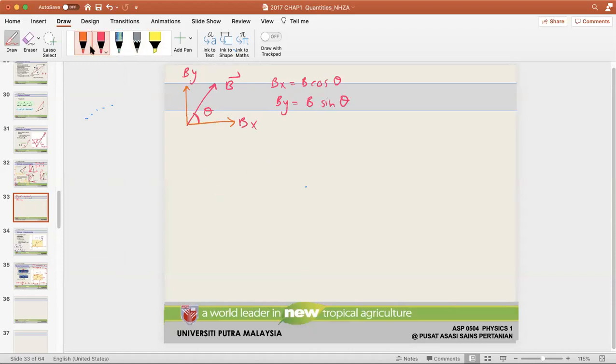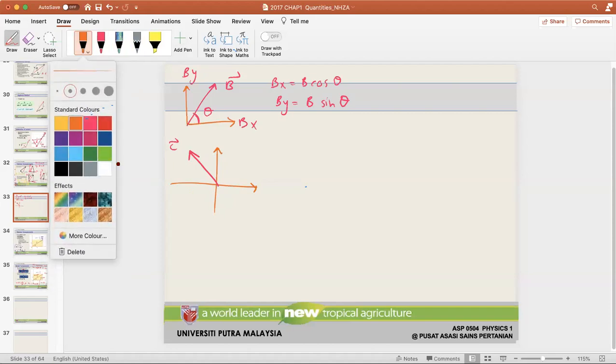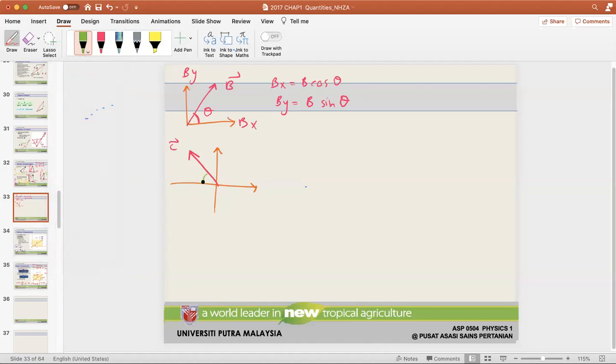Now, what if my vector is not in the first quadrant, but in the third or the fourth or the second? What happens then? So let's say our vector is here, and my angle is given here, let's say it's 15. So that's a second example.